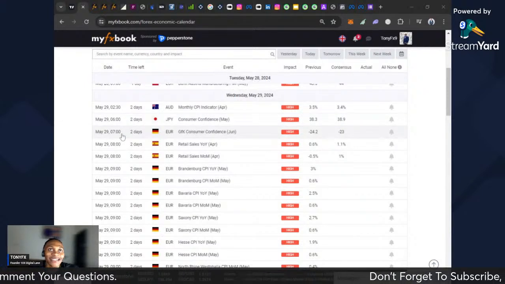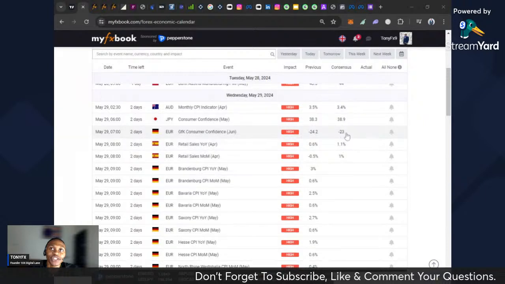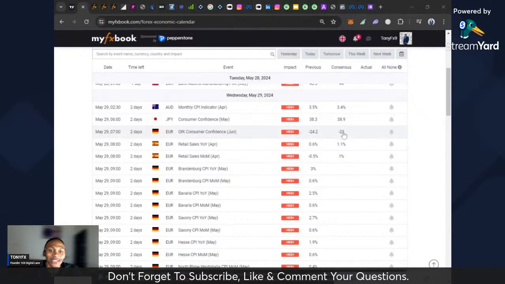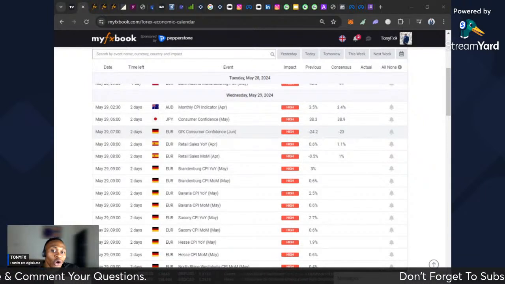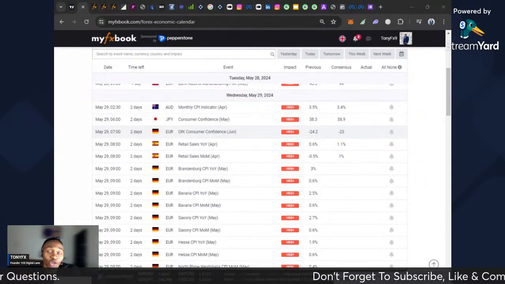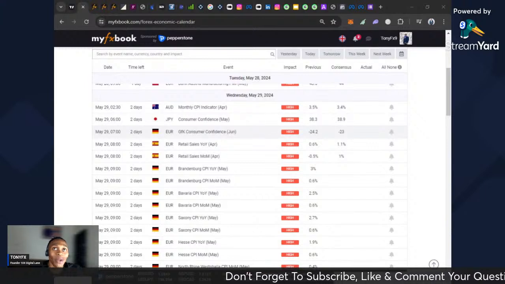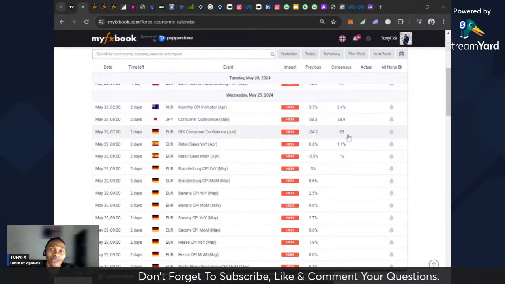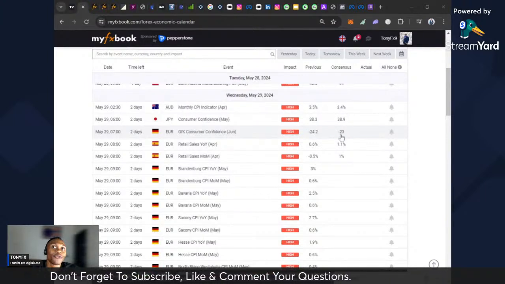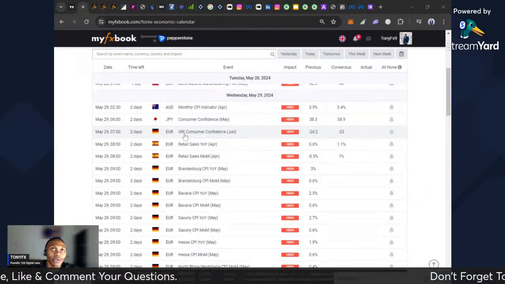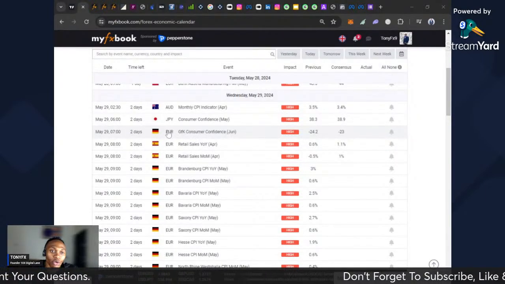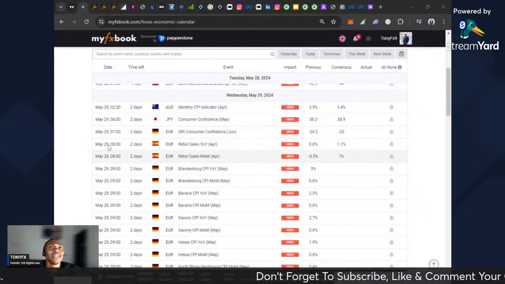Then early 7 a.m., we have consumer confidence for euro. If we see a figure higher than -23, then euro will be strong. If you see a figure lower than -23, let me say we see -22. -22 is higher than -23. It's going to make euro strong on Wednesday. But if we see something lower than -23, like -24.0, it's going to make euro USD weak, to be selling, and euro will be weak. Sorry.